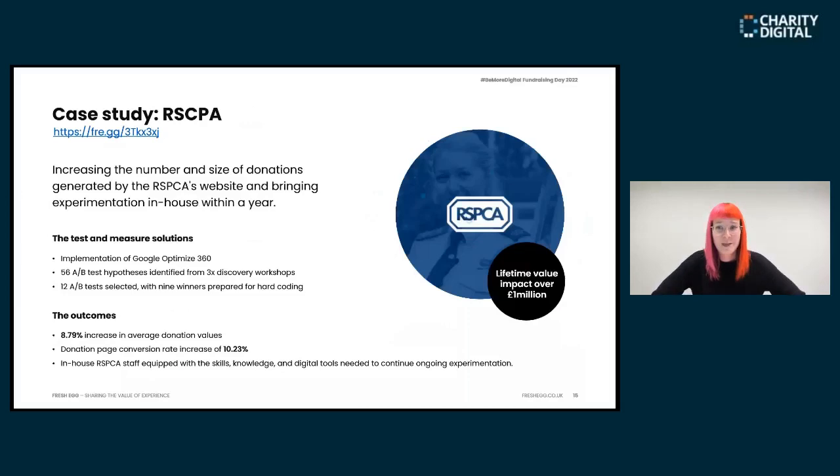Finally, I'll leave you with another case study that nicely demonstrates the value of testing and measuring. In 2020, the RSPCA came to us with a need to grow their revenue from existing customers.